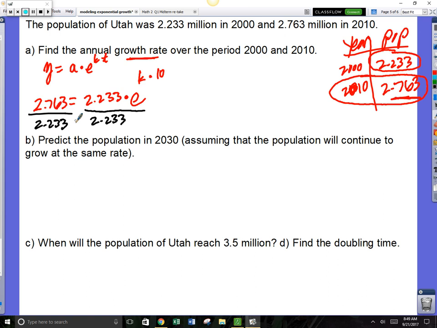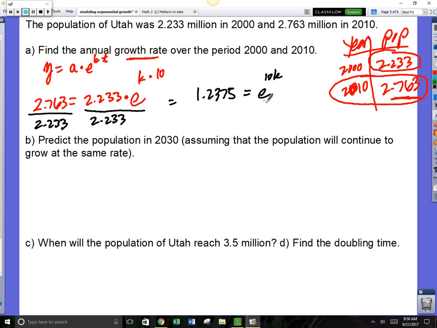Let me do that real quick on my calculator, so these decimals might get kind of messy. 2.763 divided by 2.233. And here's my next move. I got 1.2375, and you don't want to round. Take as many decimals as you can. The more decimals you use, the more accurate your answer is going to be. So now I've got e to the 10k.